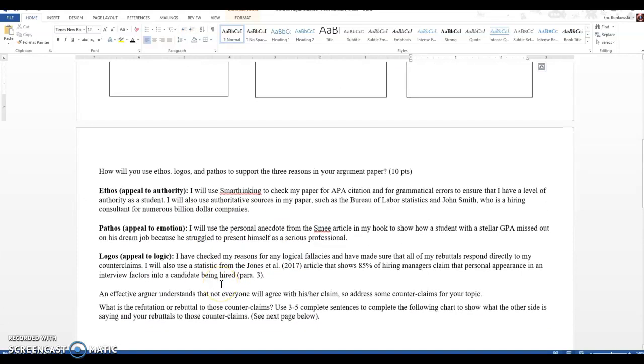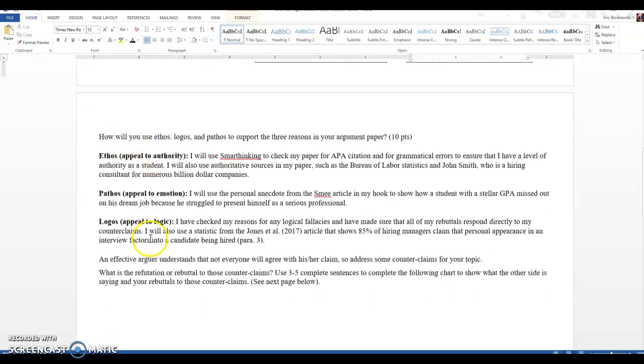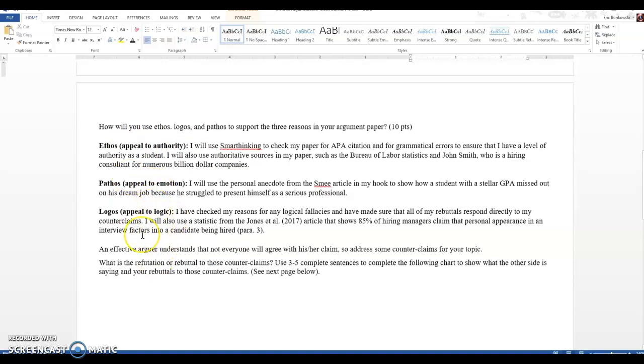Here are questions about ethos, pathos, and logos. So remember that ethos is the appeal to authority, pathos is the appeal to emotion, and logos is the appeal to logic. What you're explaining here is not necessarily how your topic itself might induce pathos or how the topic itself is logical. You're explaining how you are going to include these appeals yourself. How are you going to make the argument you're presenting stronger?